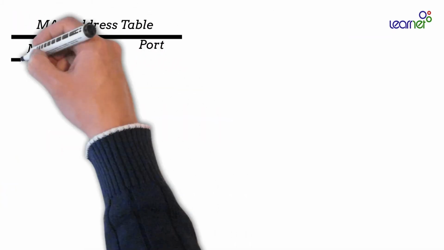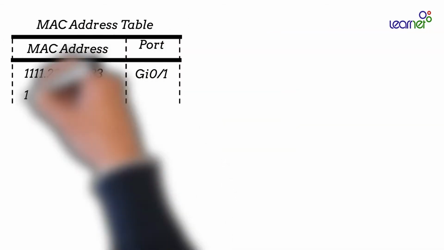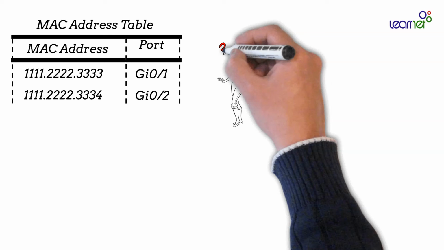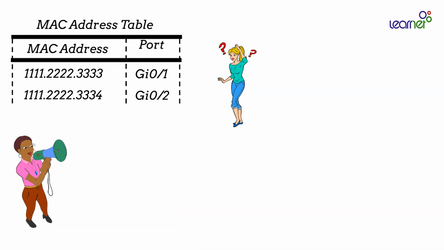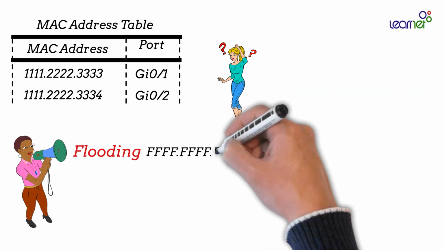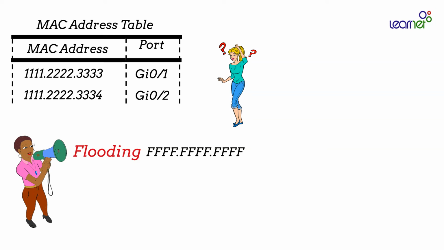Another question that may have come to your mind is, what if the switch cannot find the destination MAC address of a frame in the MAC address table? In these situations, switch broadcasts the frame to all ports except the sender, and this process is called flooding, and it happens for unknown unicast messages. But how does a switch broadcast a message to all ports? To send a frame to all ports, switch uses a predefined MAC address for broadcast messages, and that MAC address is all Fs.